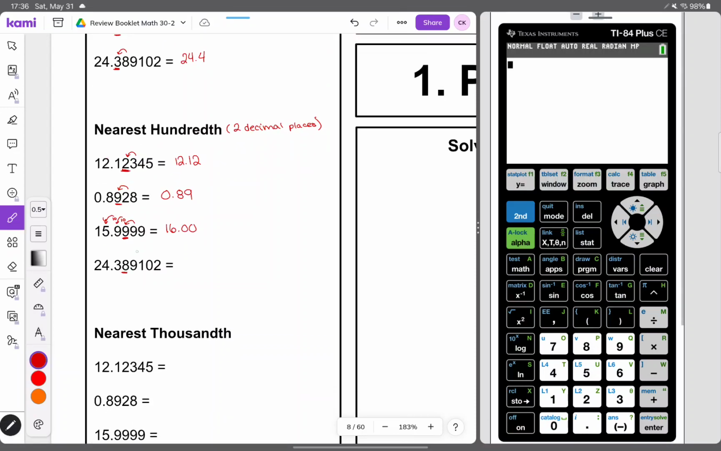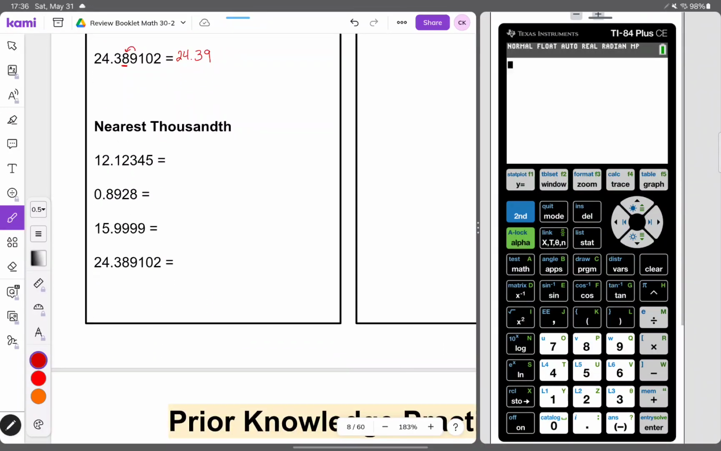Okay, so I'm looking here at the 8. 9 is enough to bump us, so that's going to be 24.39. All right, at nearest thousandth, this is now 3 decimal places. Okay, so we look here, look to the one beside us, see if it's enough to bump us up. It is not. So we're going to stay 12 and 123 thousandths.